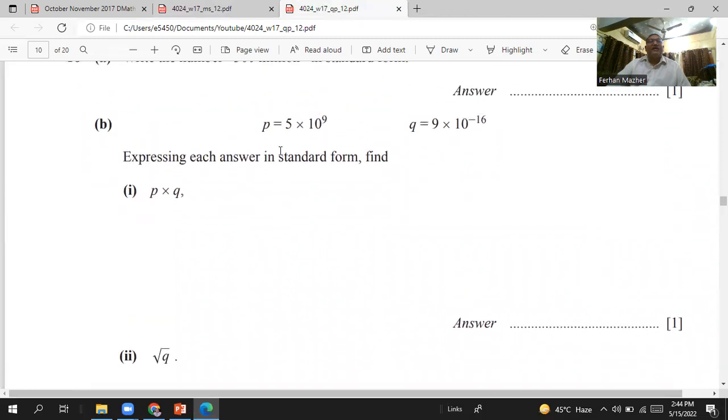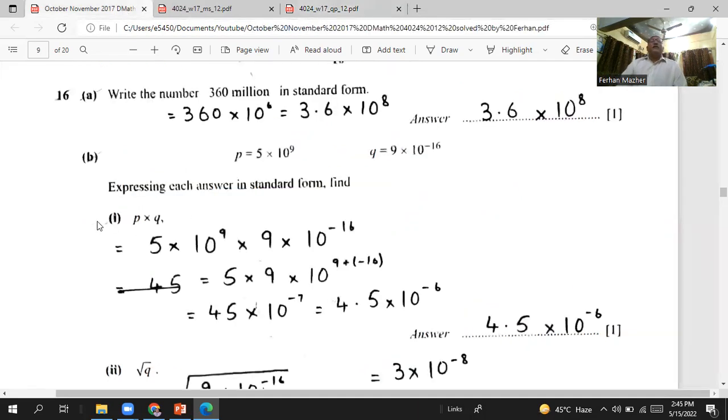The B part: here we have P given, which is 5 times 10 to the 9, and Q is 9 times 10 to the minus 16. Express each answer in standard form. The first part is P multiplied by Q. So you have to multiply both of them. The 5 will multiply with the 9, that will be 45. 10 raised to 9 multiplied with 10 raised to minus 16 will be 9 plus minus 16, so 9 minus 16, which is minus 7. So 45 times 10 raised to minus 7.